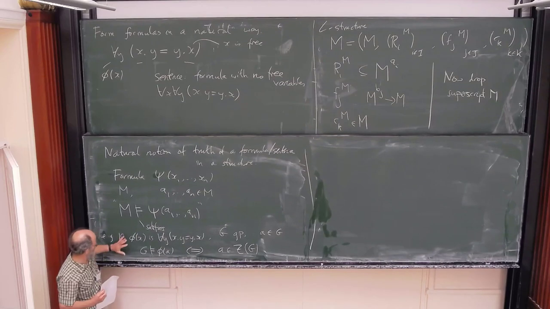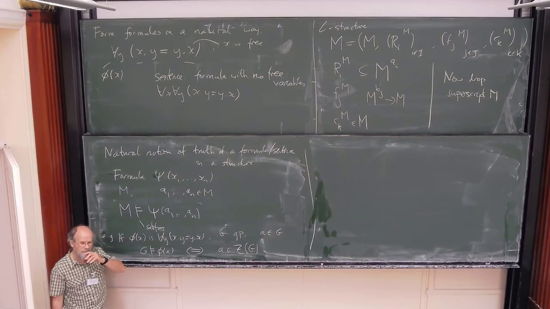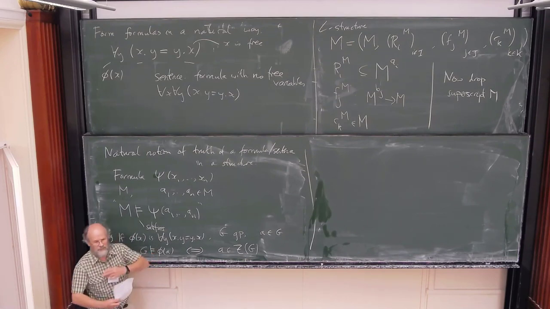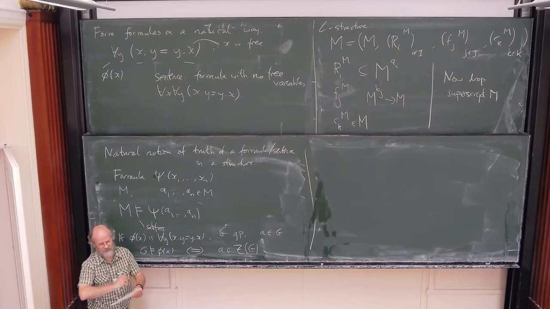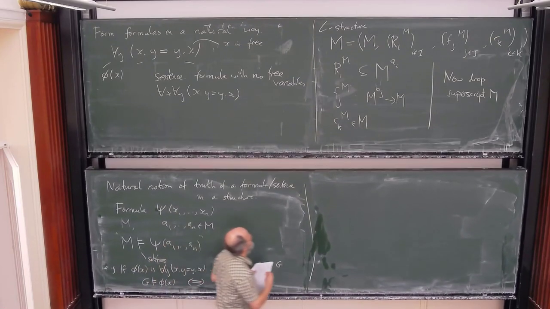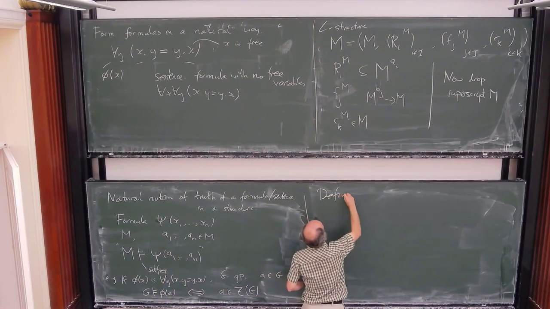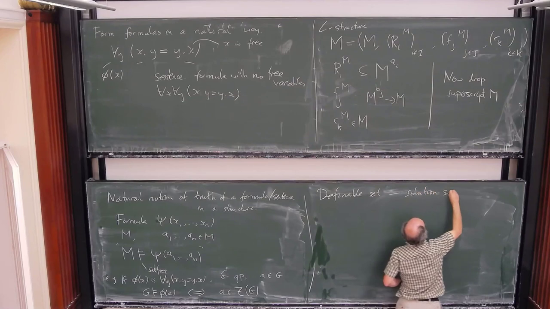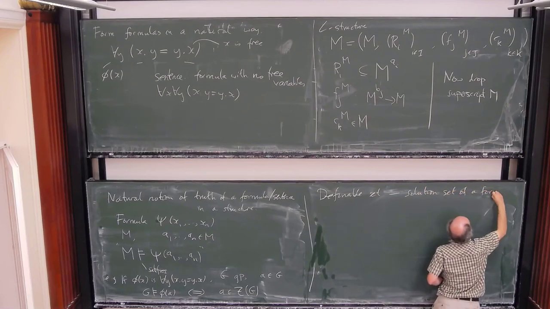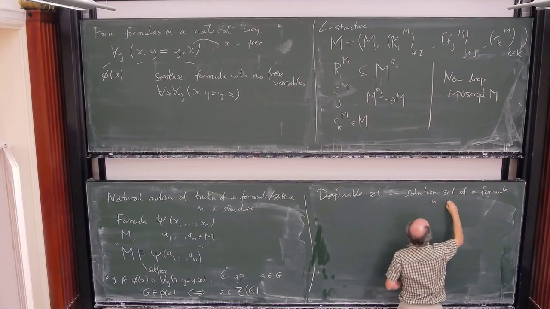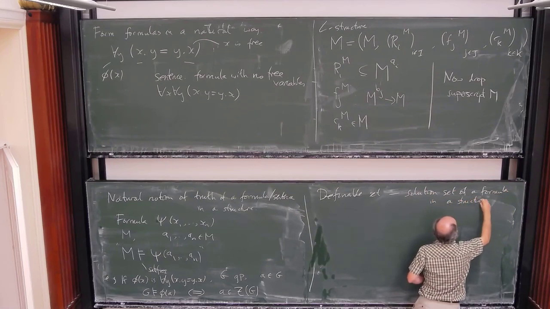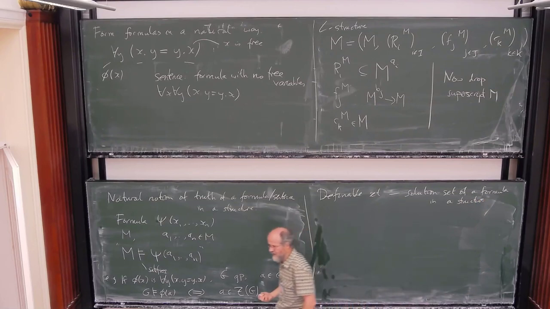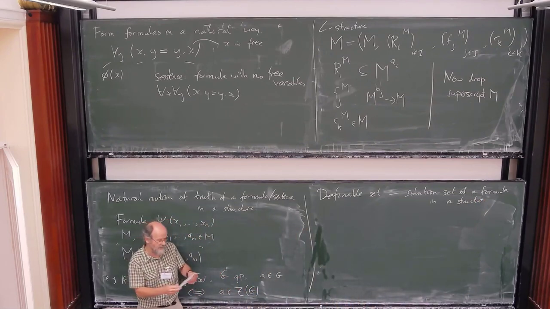So if you're really comfortable with that as a reasonable notion, there's then the concept of a definable set in a structure, which is really the heart of model theory, I'd say. So there's the notion of a definable set. This is just the solution set of a formula in a structure. And a lot of model theory is about trying to understand the combinatorics and the geometry of definable sets.